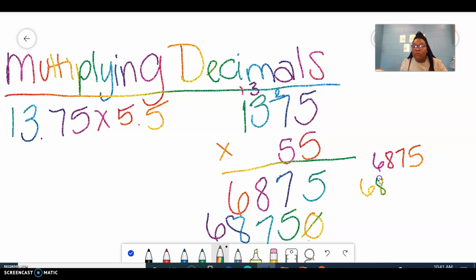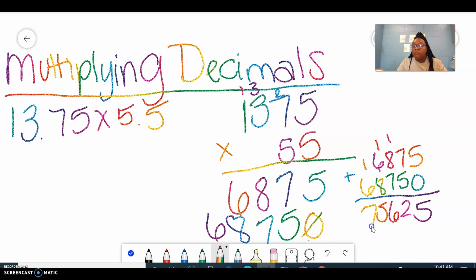when I add those numbers together, our sum will be 75,625. Now, I have to put my decimals back. So let's go back and look at the original two numbers that we were multiplying.